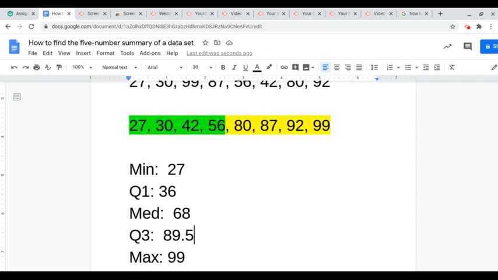So what that means is that 75% of students in our data set scored less than or equal to an 89.5 on the test.